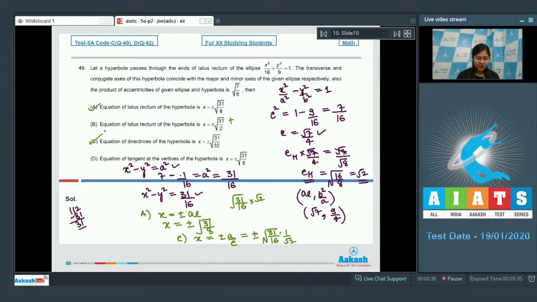So this is correct. Now equation of tangent at the vertices. Equation of tangent at vertices of the hyperbola is again x equal to plus minus a. So that is x equal to plus minus root 31 by 16. So this is also incorrect. So answer is A and C.